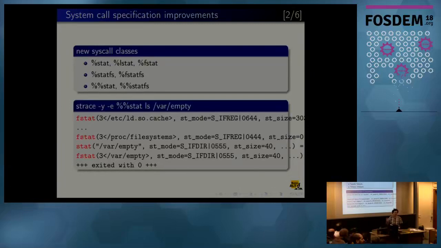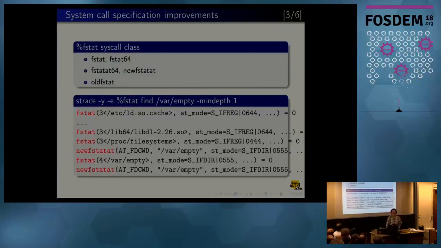What does it mean, %stat? Just the way to describe all stat process family syscalls. Why so many? How many fstat system calls do we have in Linux kernel, do you think? 4, 6. 5. Why 5? Well, 64-bit architectures usually have 2 of them. 32 bits also 2, but different. And there is also an old system call that modern architectures don't have. But you don't have to worry about all these details. Just use the system call class name. That's all, as you can see in this example.